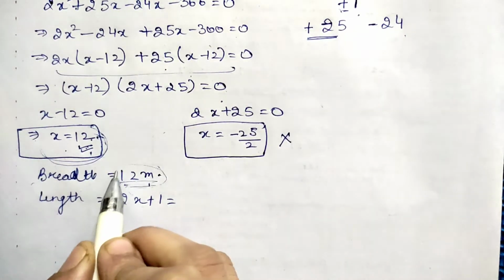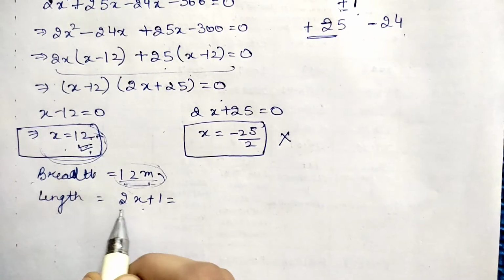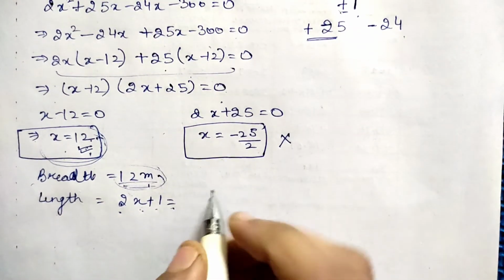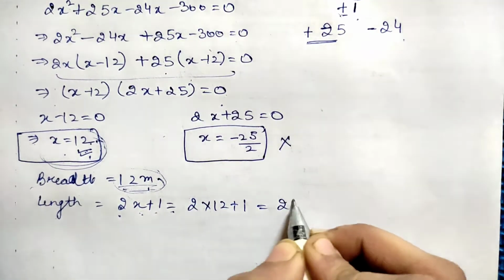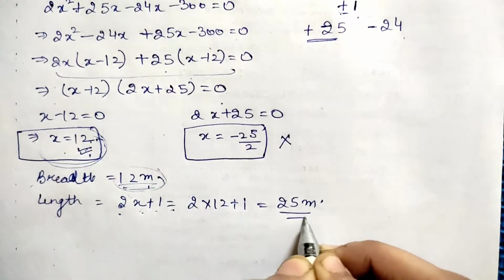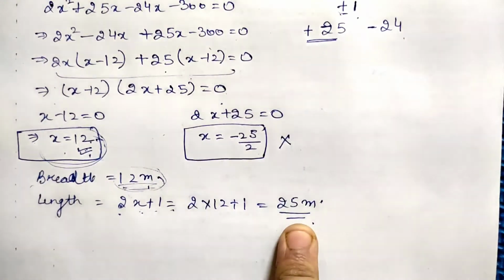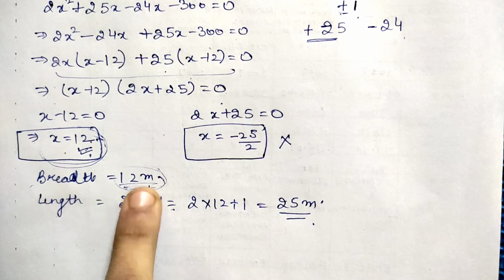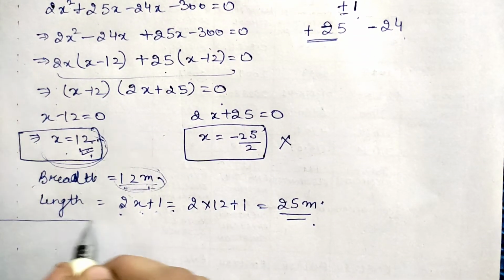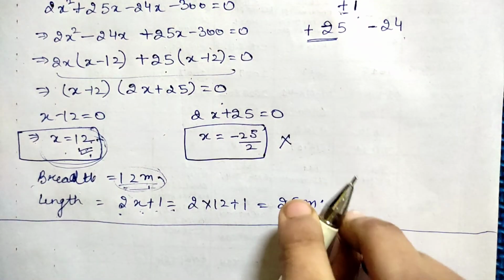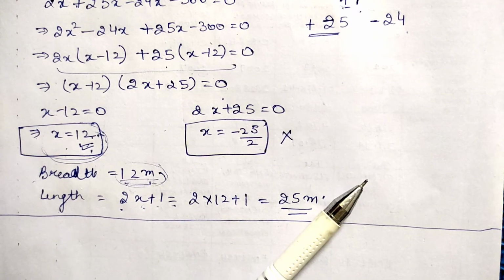If breadth is equal to 12 meter, then according to the equation in section 4.1, length is equal to 2x plus 1, which is equal to 2 into 12 plus 1, which is equal to 25 meter. So the dimensions of the hall are: length equal to 25 meter and breadth equal to 12 meter. Okay, understood? So this is the way we have to find the roots of the quadratic equation by using the factorization method, right?